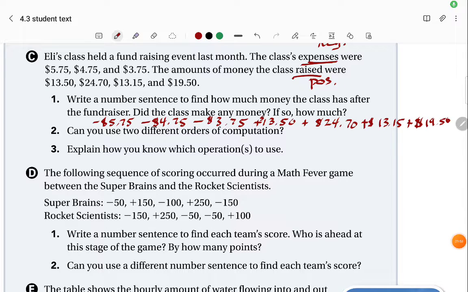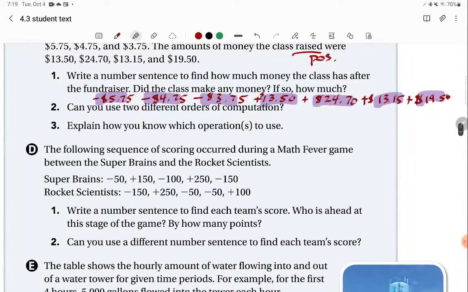So in the first one, writing a number sentence, you just put them in, right? Because all of these right here with negatives in front of them, those were the expenses. And with the positives in front of them, that's what we were able to raise. And then when you add all of those together, combine all of them together, you should end up with $56.60. Right, so that's how much they raised.